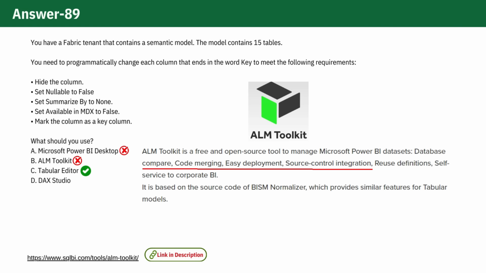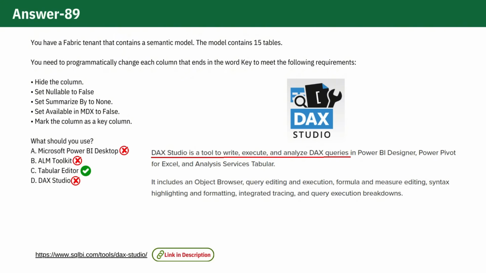B. ALM Toolkit is mainly used for comparing and deploying changes between different Power BI models or Analysis Services projects. It does not offer the same level of programmability or scripting capabilities as Tabular Editor for modifying multiple columns within a model. D. DAX Studio is a tool primarily used for writing, formatting, and analyzing DAX queries. It does not provide features for programmatically changing column properties in a semantic model.